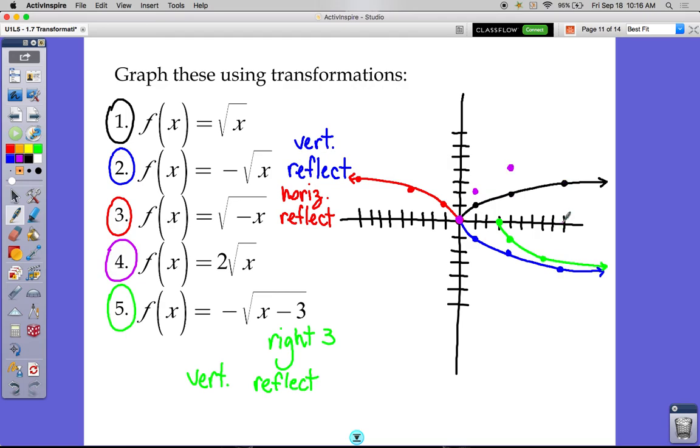And square root of 9 is 3. 3 times 2 is 6. Missed. 1, 2, 3, 4, 5, 6 right here. So what happened when I put a 2 in front of the function? Compare the purple and the black line. What happened? We're going to talk about it in just a second.